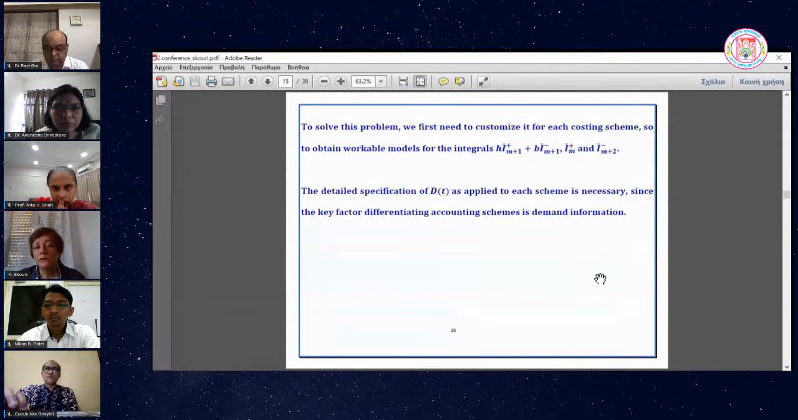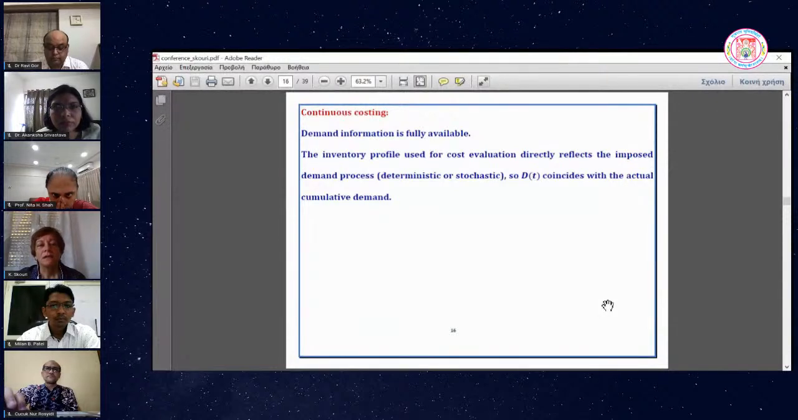Now, the detailed specification of D(t) as applied to each scheme is necessary, since the key factor differentiating each costing scheme is demand information. And we start with continuous costing. In continuous costing, demand information is fully available. So the inventory profile used for cost evaluation directly reflects the imposed demand process, deterministic or stochastic, so D(t) coincides with actual cumulative demand.